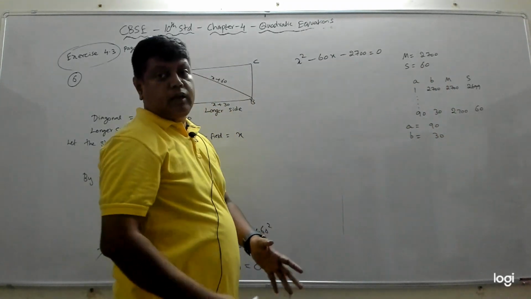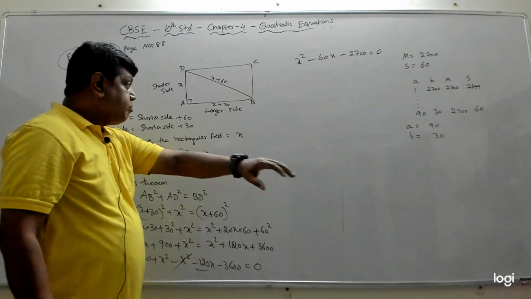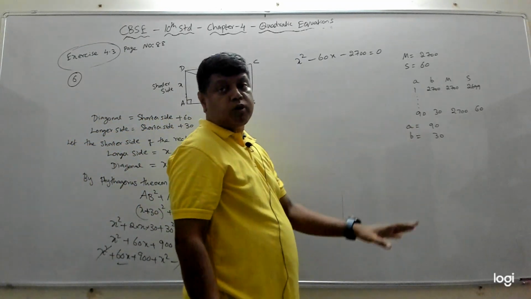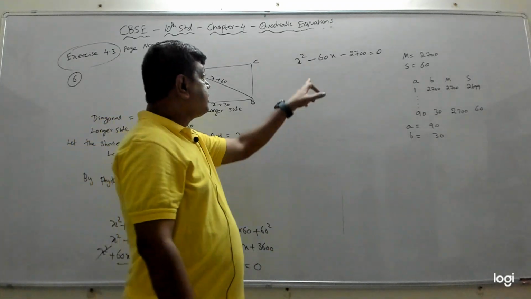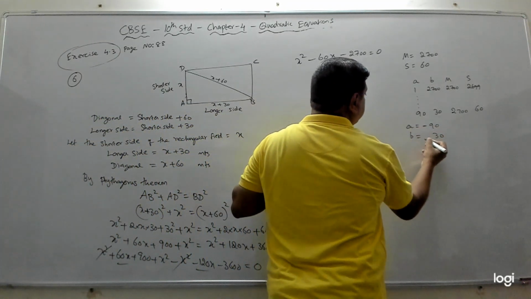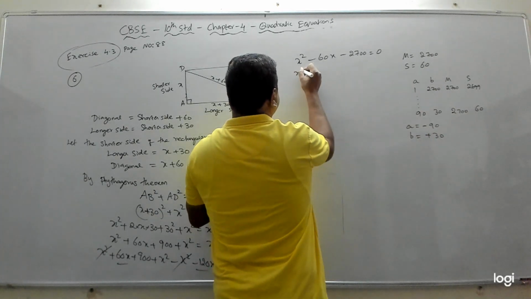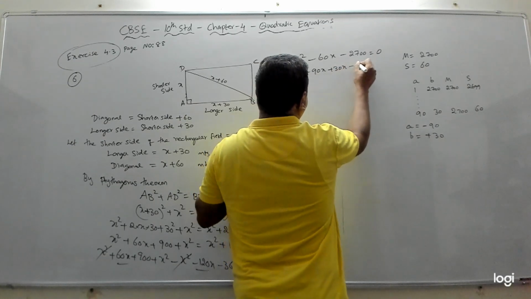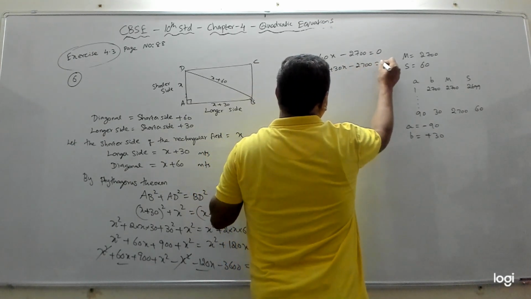Now in this subtraction case, one is positive and one is negative. To find which is positive and which is negative, we have to see the sign. The greater number will take this sign. Which is the greater number among these two? The 90, so this will be plus. So we can write this as x square minus 90x plus 30x minus 2700 equal to 0.